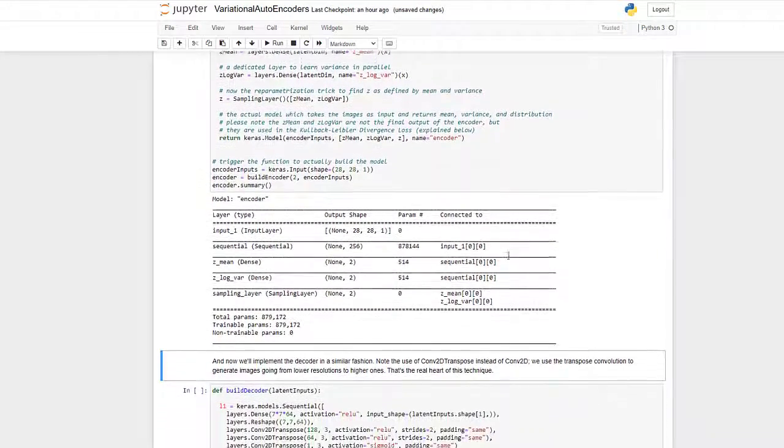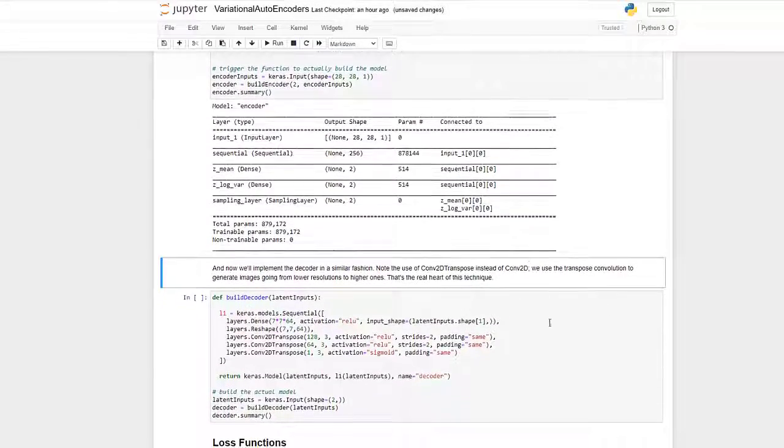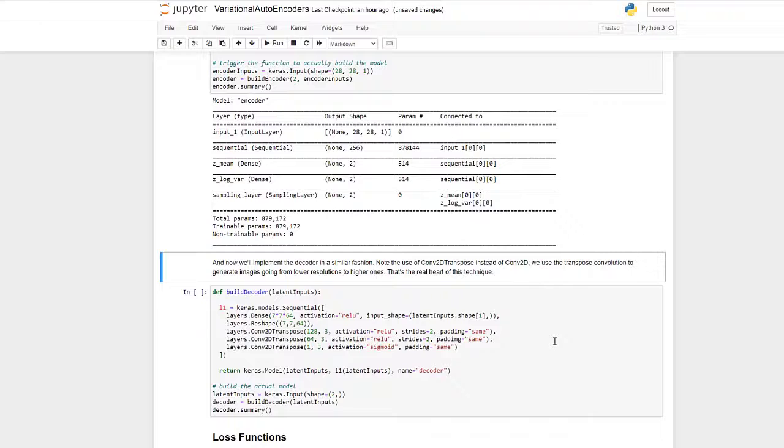Moving on. Now we need to also implement our decoder. So again, it's kind of the inverse of what we just did. We're just going to be using conv2d transpose instead of conv2d, because instead of trying to reduce these images down to their latent vectors, we're going to be expanding them from their latent vectors to an image. So we're kind of going backwards here. The model here is going to start off with a dense layer. We're going to reshape that to 7 by 7 by 64. And then we'll set up 3 conv2d transpose layers, starting at 128 filters down to 64, and then finally down to a single image that we should finish up with.